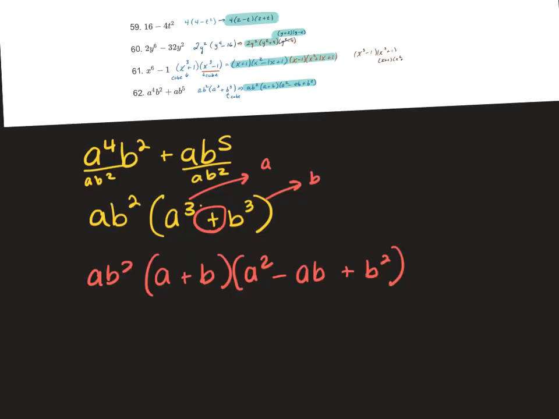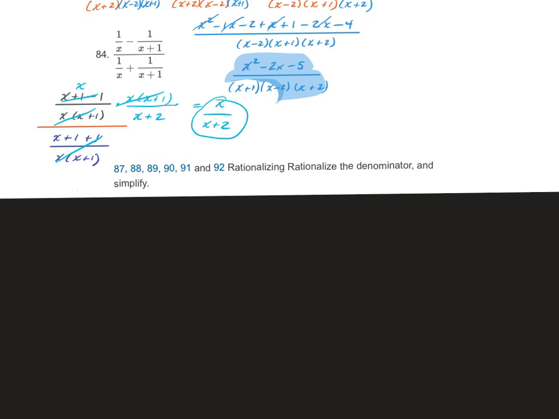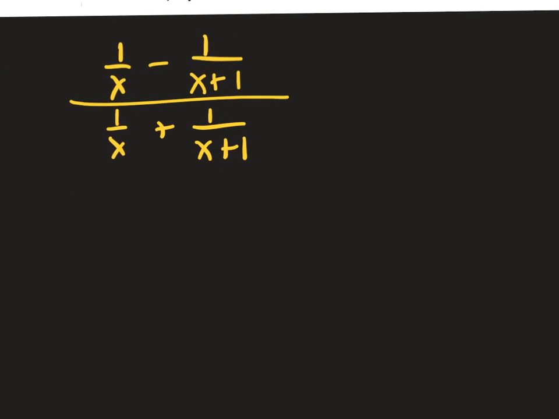All right, so first page. Oh, it's blurry. Hang on. Okay, that was 62. All right, so 84 is a complex fraction. I'll rewrite it down here since that's blurry. All right, so my denominators are both x and x plus 1. Wait, so who asked for this question?